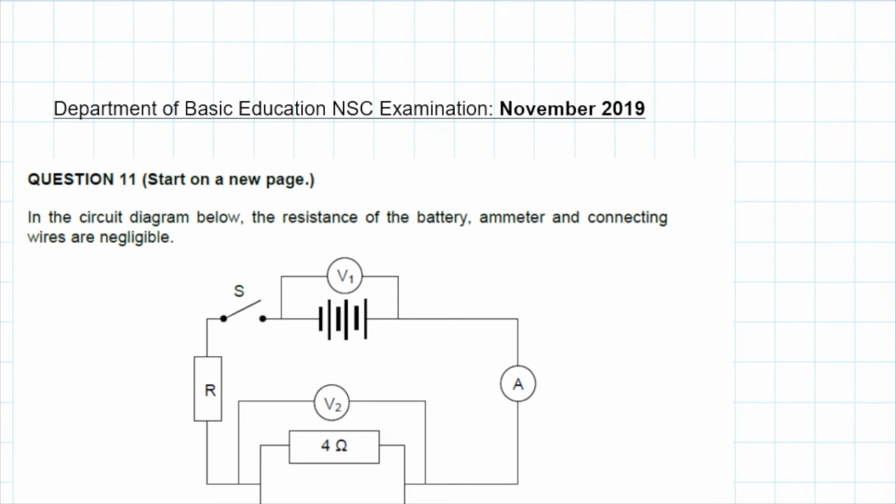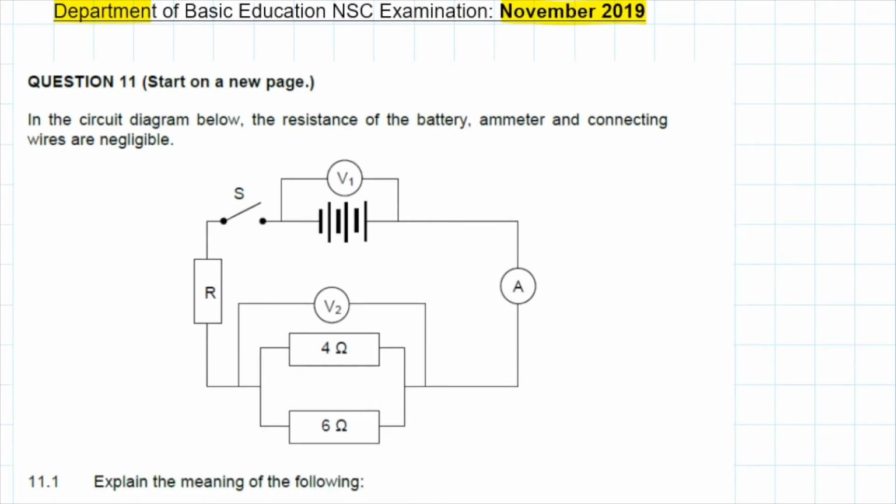In this video we're going to be looking at a past paper question. This paper is the Department of Basic Education's NSC exam that was written in November 2019. And the question reads, in the circuit diagram below, the resistance of the battery, ammeter and connecting wires are negligible.